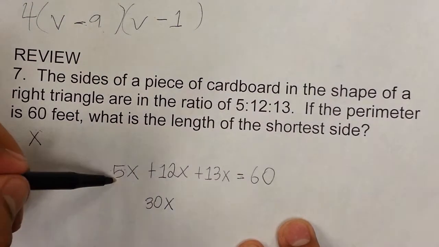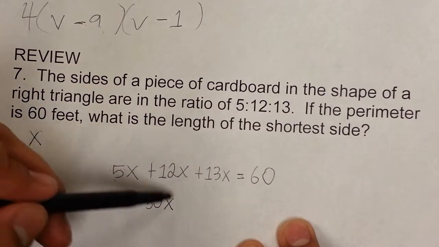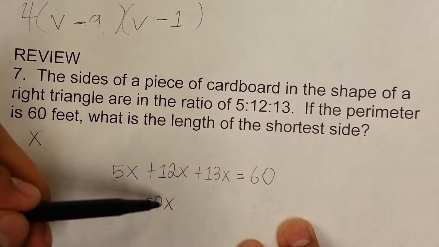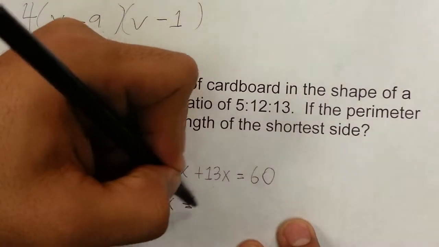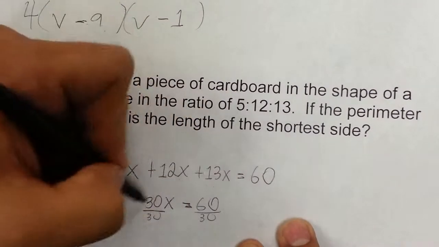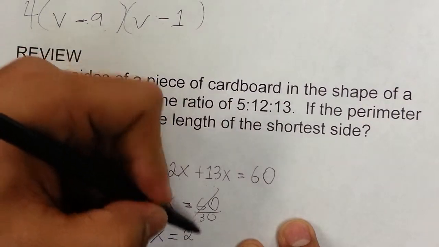So we took 5x pieces, 12x pieces, and 13x pieces, put them all together to get 30x pieces. You keep your base and your exponent and then add the coefficients. Set that equal to 60. We divide each side by 30. We're left with x is equal to 2.